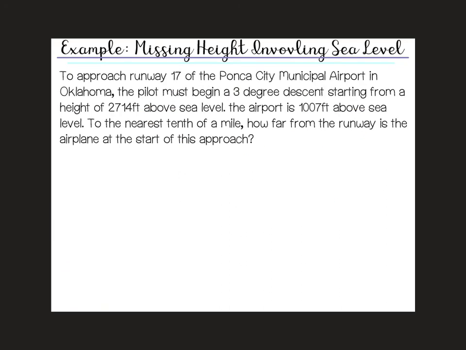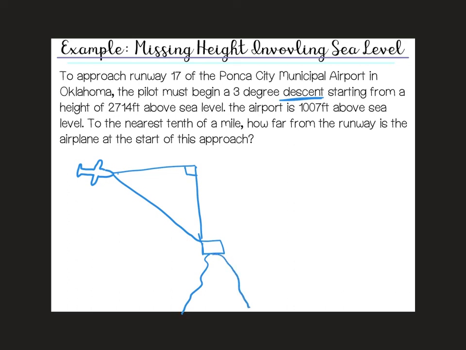For this last one, I have an airplane approaching a runway. The pilot begins a 3-degree descent. So right here, descent means depression. So we should be drawing an upside down triangle. Down here's your airport. And this problem has to do with sea level. So personally, when I draw it, I like to pretend that this airport is on a very sketchy cliff. Here's the sea. So it says the airplane starting from a height of 2,714 feet above sea level.